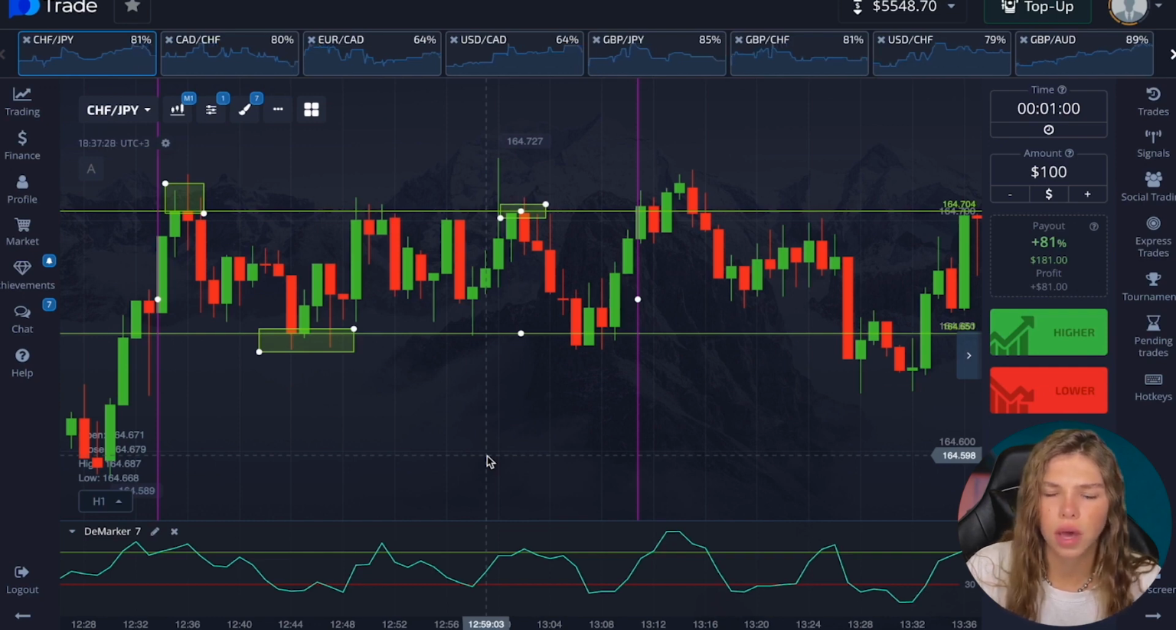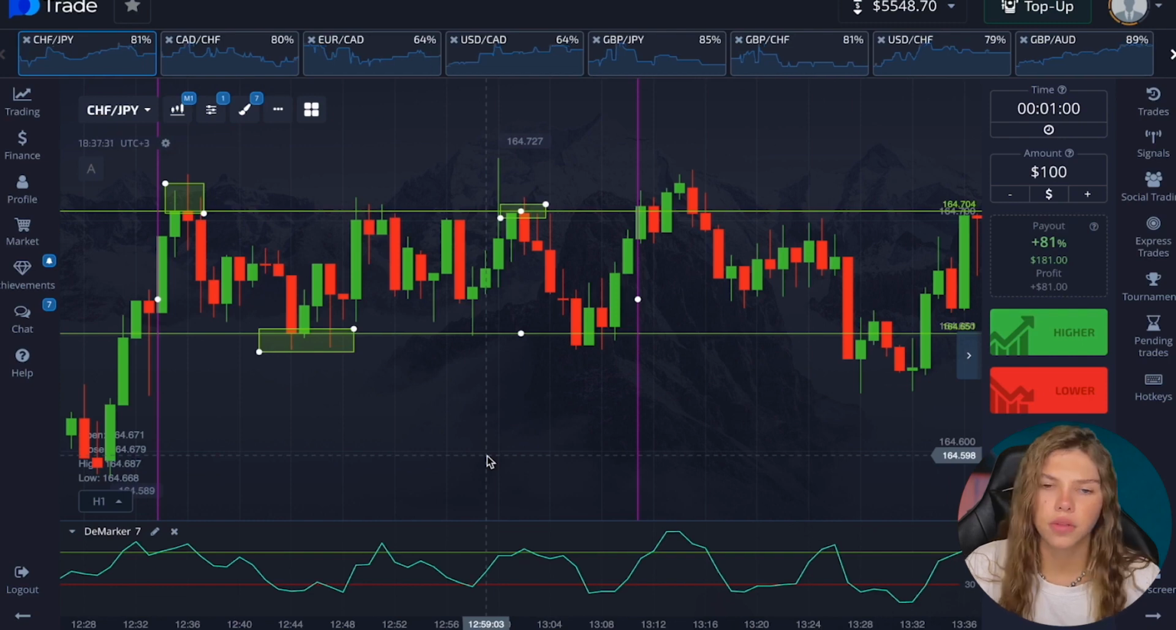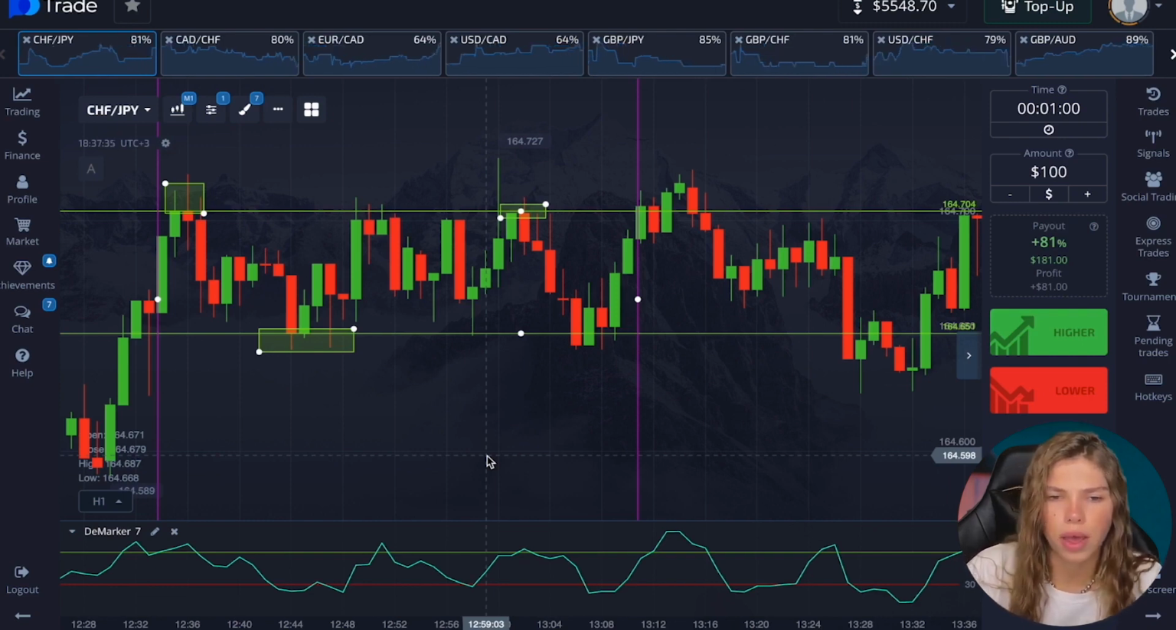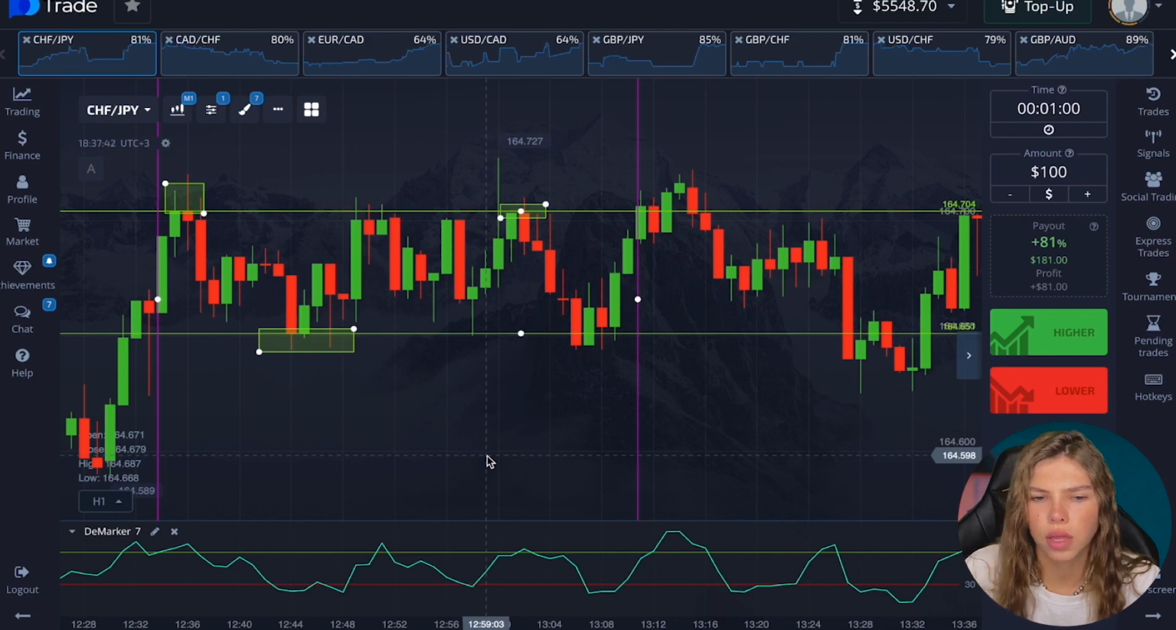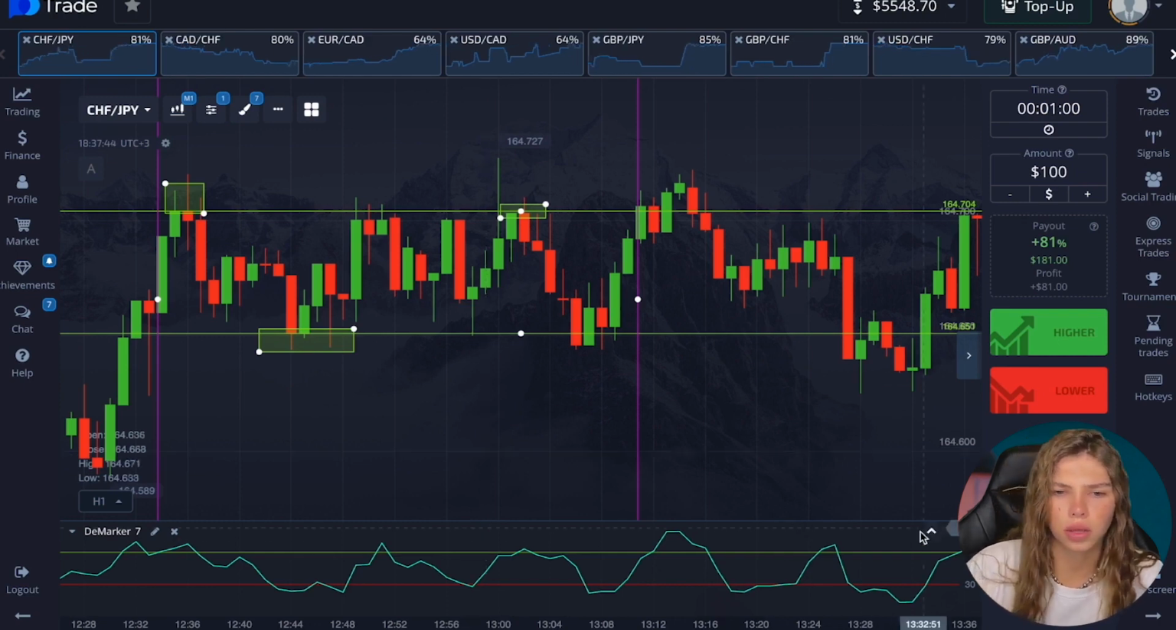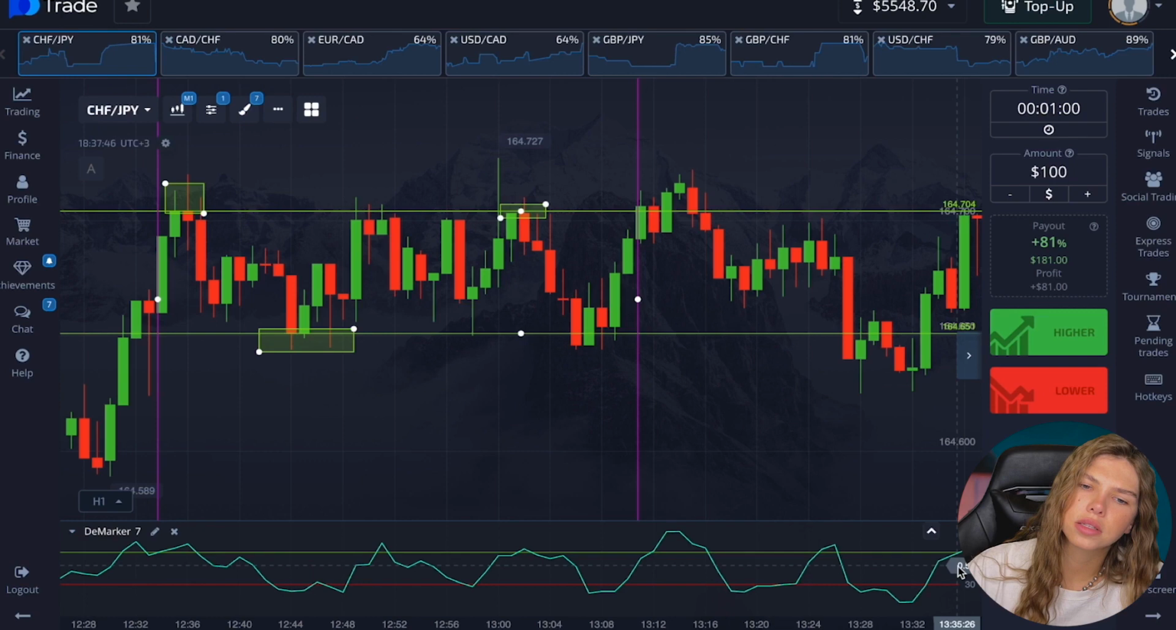So let's figure out how to apply DeMarker in trading. First is that we have a trend change. Trend change occurs when the oscillator line leaves the overbought or oversold zone. That is 0.7 and 0.3, or as it is here with us. This is green, red, 70-30.